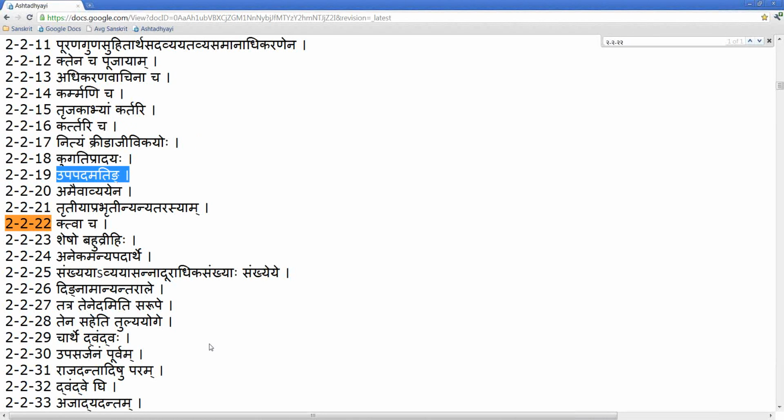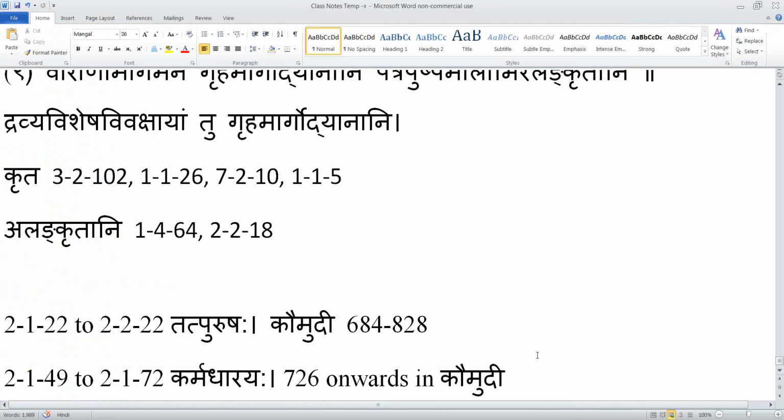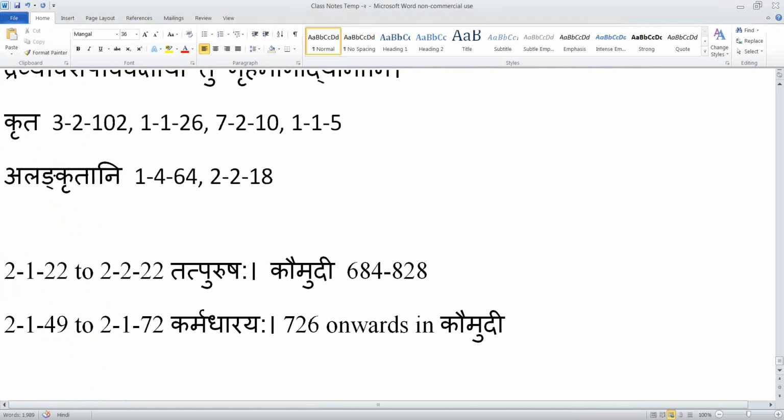Okay, let me just put it in the document here. 2-2-18 is Kugati Pradeha, and 2-2-19 is what's called the Nitya Samasaha. Nitya Samasa means sapada vigraha vakyam nasti.